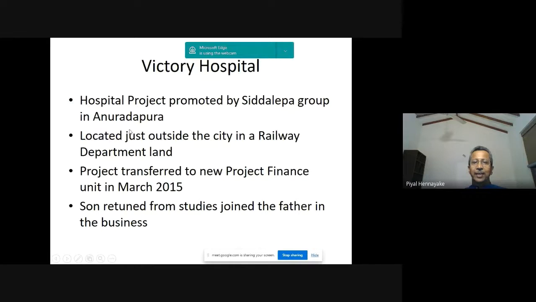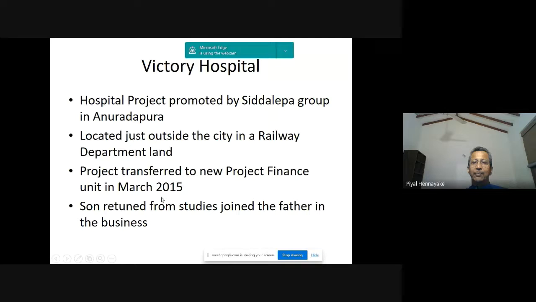Then another project which started because of the connections, right? We have to make sure that we don't do projects because of the connections. Because the managing director wanted to do the project, we are not going to approve, right? If you do that without looking at the project viability, then we are in trouble. This project had been approved again before I joined the bank, Siddhalepa Group in Anuradhapura, located just outside the city on railway department land.